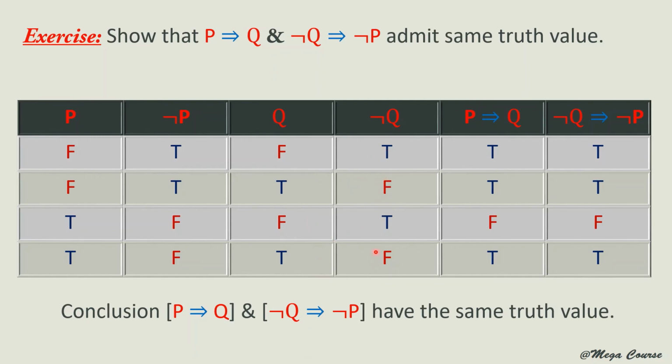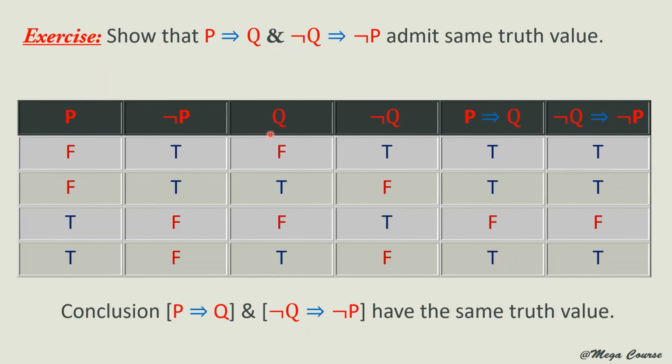Now when P is false and Q is false, of course P implies Q is true. When P is false and Q is true, of course P implies Q is true. When P is true and Q is false, here we have P implies Q is false. When P is true and Q is true, of course both of them are true, then P implies Q is true. Now let's take the negation here.